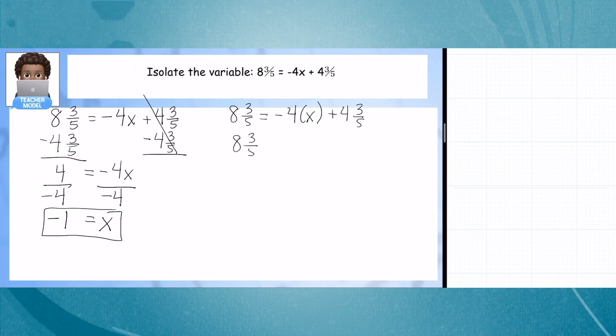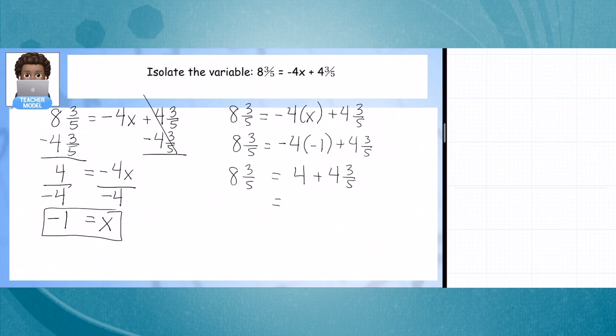I'm going to rewrite it again. Negative 4 times negative 1 plus 4 and 3/5. Now I know I have to do my multiplication first. Negative 4 times negative 1 is 4. So 4 plus 4 and 3/5. And now my final part is just adding 4 plus 4 and 3/5 is 8 and 3/5. So 8 and 3/5 is equal to 8 and 3/5. We are correct. So we are done with this problem as well.